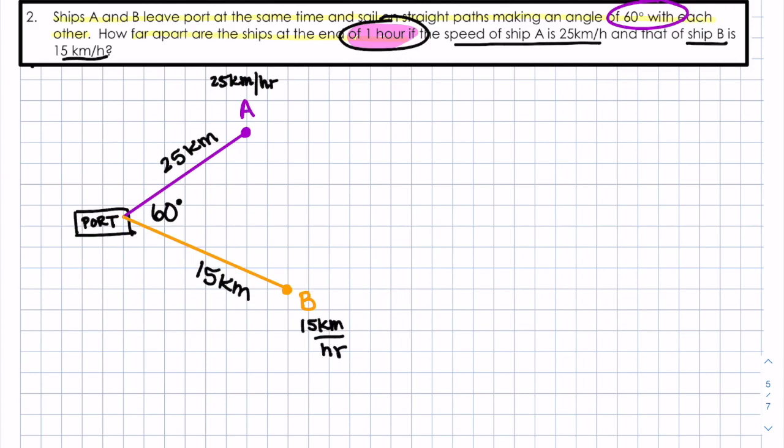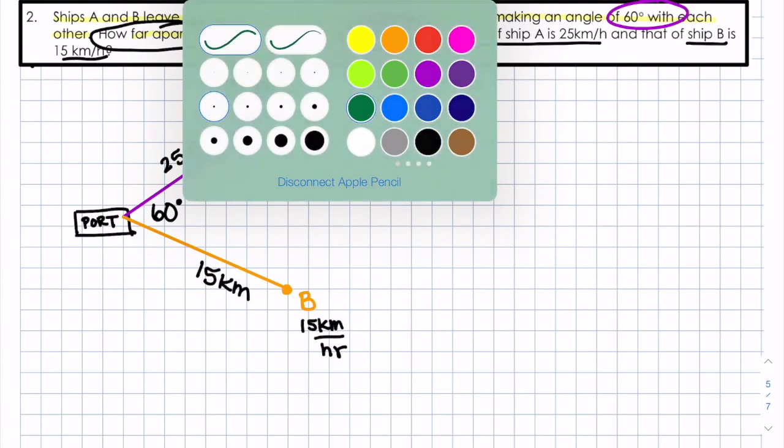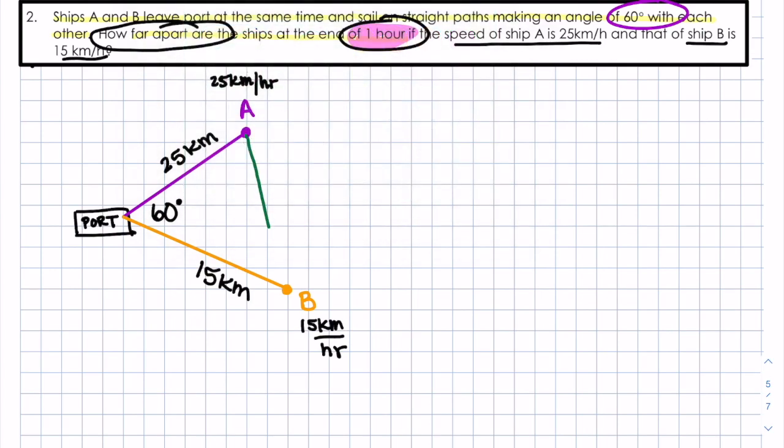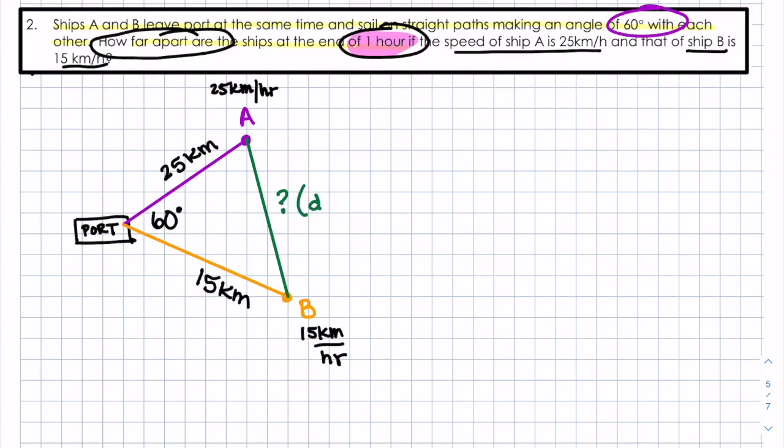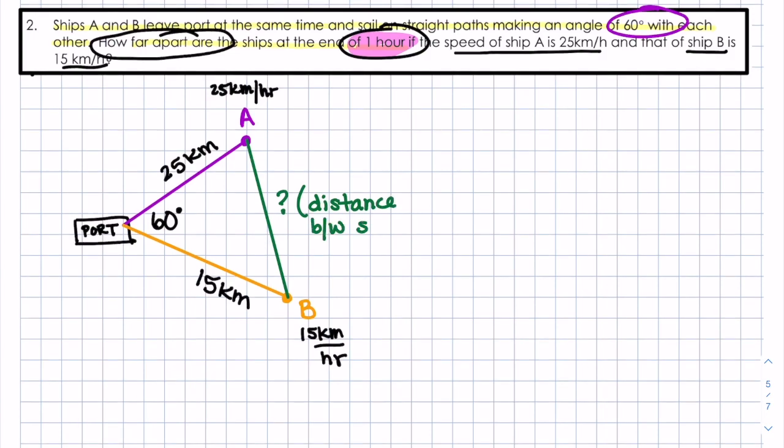Don't pay too much attention to the lengths of the purple and green segments. It's not drawn to scale. So this is longer than that one. And the question is, how far apart are the ships? So let's see. Here's the path from one ship to the other. So we want to know this: the distance between the ships.